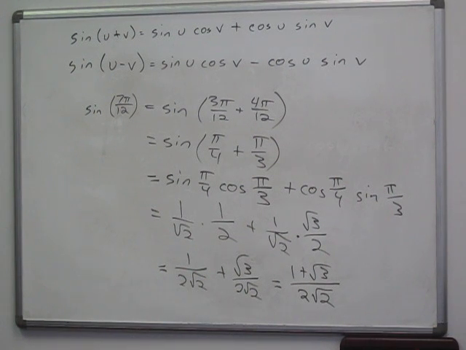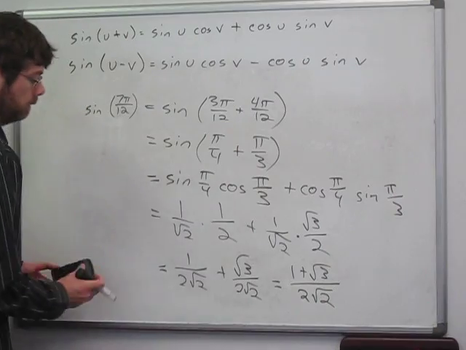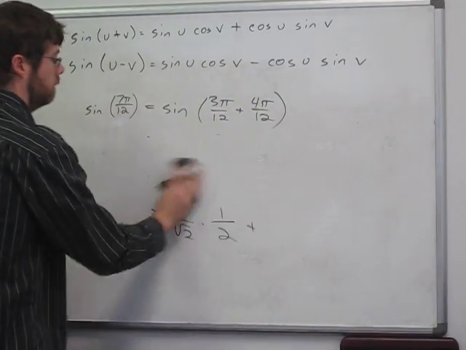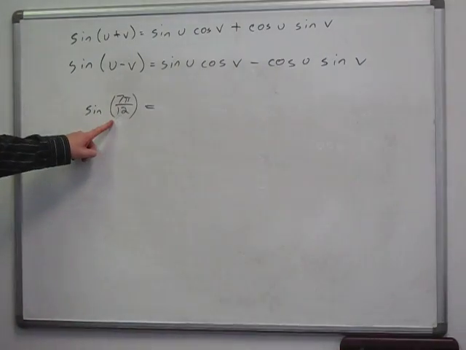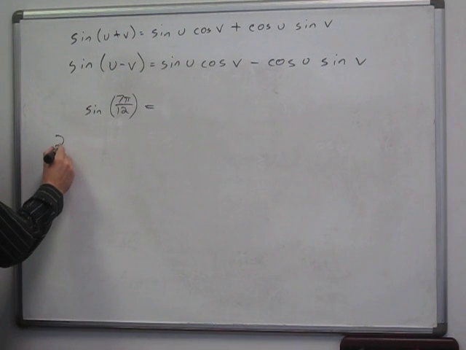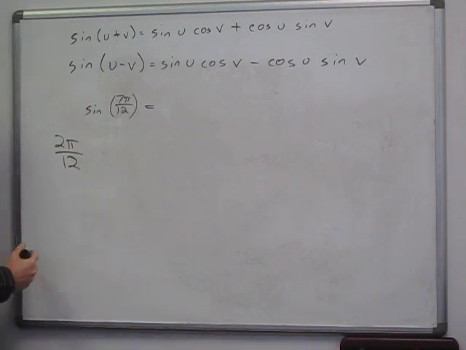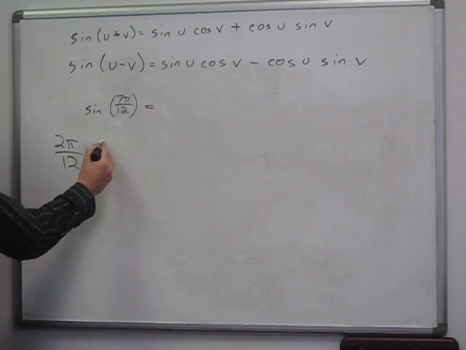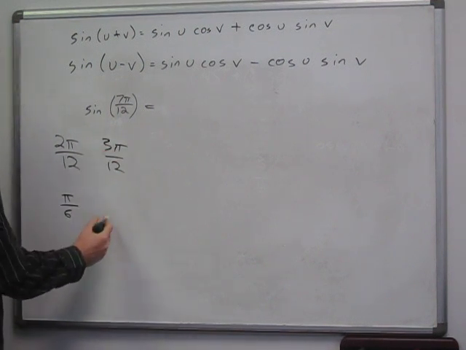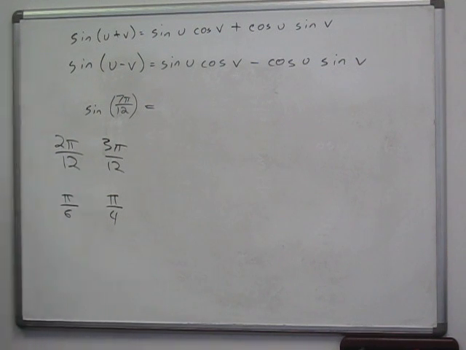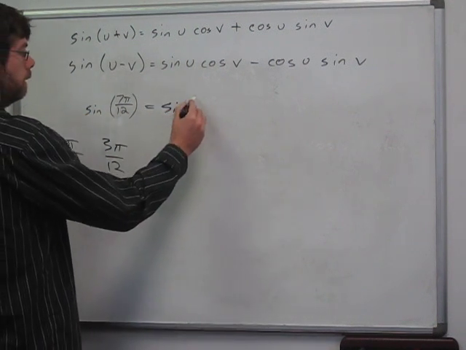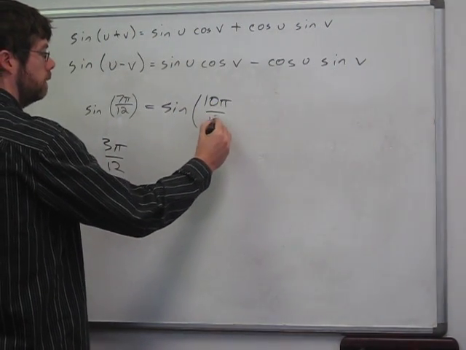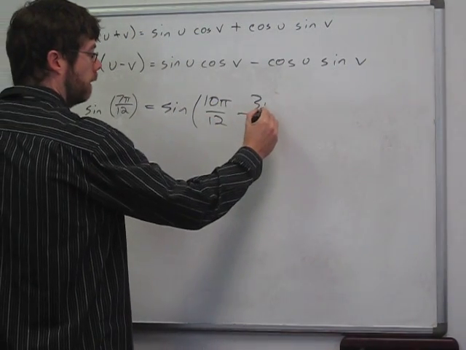Okay. So now let's work the same problem using the angle difference formula. Seven pi over 12. Well, again, I like to think in terms of multiples of 2 pi over 12, which is pi over 6, and 3 pi over 12, which is just pi over 4, right? Well, if I want to write this as a difference, I could write it as the sine of 10 pi over 12 minus 3 pi over 12.